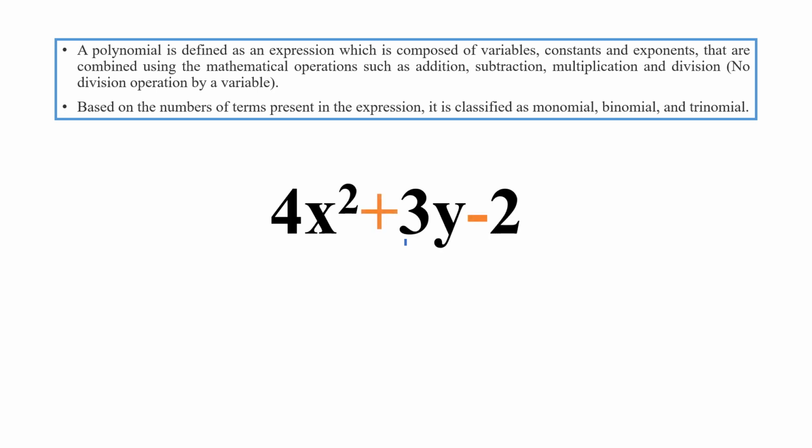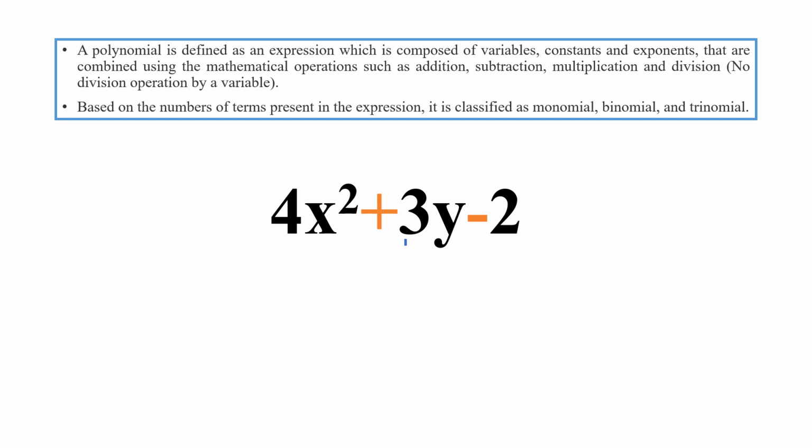This is the simple expression you have seen here: 4x squared plus 3y minus 2. How many terms are there? Here are three terms. 4x square is the first term, 3y is the second term, and minus 2 is the third term. Suppose instead of minus 2 we had plus 2, then 2 would be the third term. But it is a minus, so we say that minus 2 is the third term.